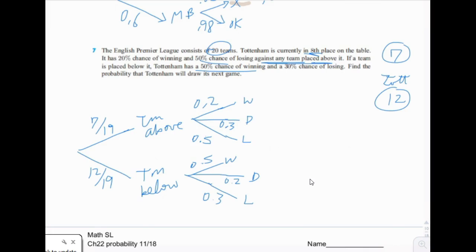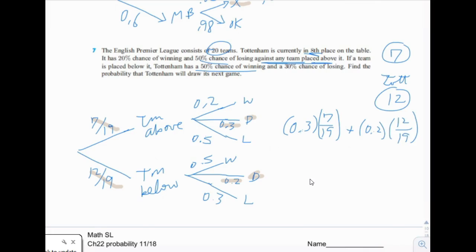And then it says find the probability that they will draw. So that would be this leg and this leg. It would be this times this and this times this. So that would be 0.3 times 7/19 plus 0.2 times 12/19.